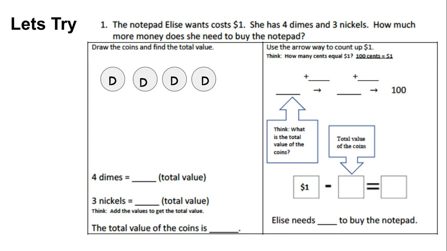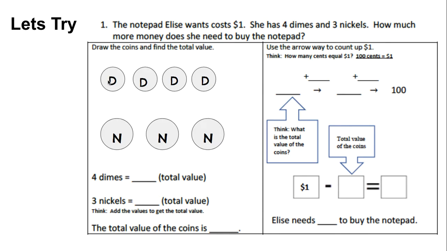Next, she has 3 nickels, so I'm going to draw the same 3 circles, and I'm going to put an N in there instead for nickel. Nickels are worth 5 cents. So now that we see what she has, our job is to find the total value of the coins kind of in her pocket right now. So go ahead and on the line tell me how much 4 dimes is equivalent to. What is the total value of 4 dimes? And then on the line below, what is the total value of 3 nickels?